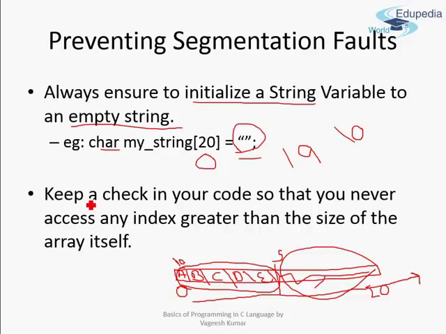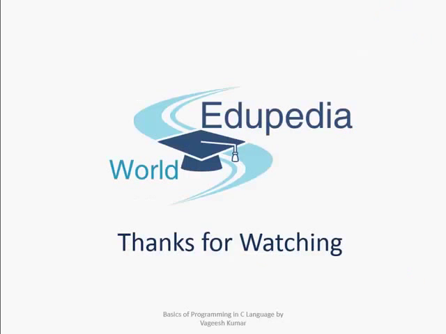Okay, now keep a check on your code so that you never access any index greater than the size of the array itself. How to apply these checks, we will learn when we do conditional statements, but for the time being just remember this point, that you can always keep a check while accessing arrays, that you never pass an index which is greater than the size of the array.